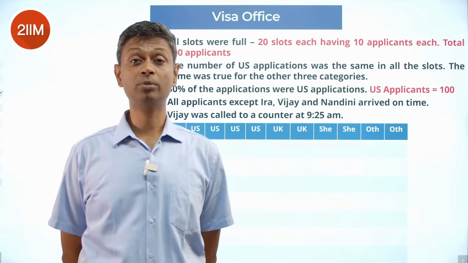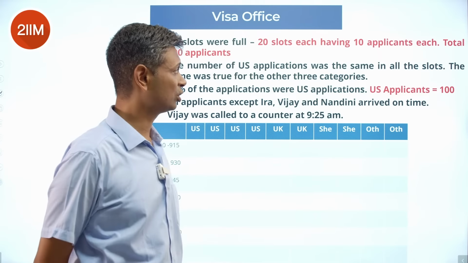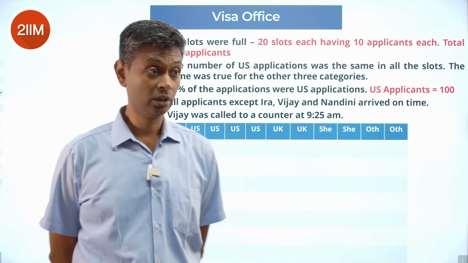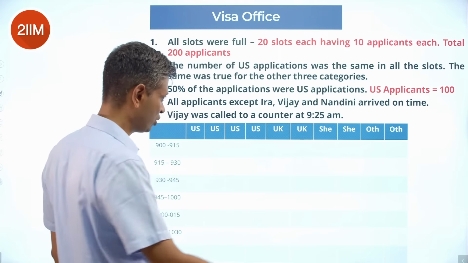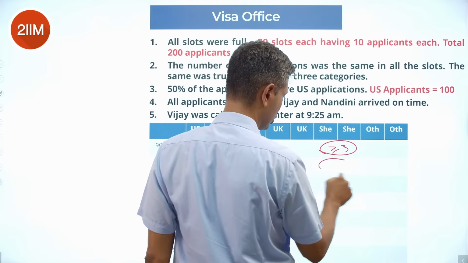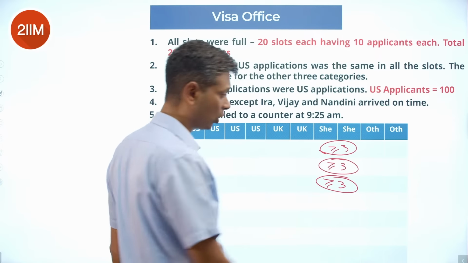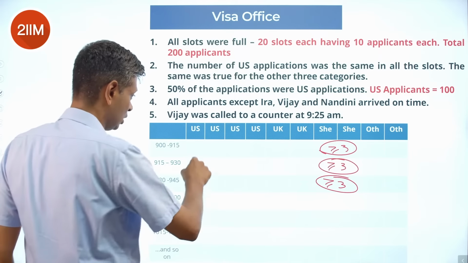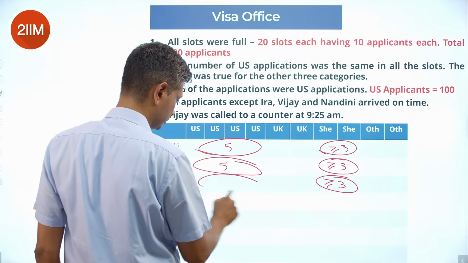Remember, in each slot, the number of applications from each category is a constant. So in any one given slot, the number of US applicants is 5. The number of Schengen applicants is at least 3. So in one slot, at least 3. This slot, at least 3. This slot, at least 3. Should be all equal. All 3 or all 4. US applicants, 5, 5, 5.